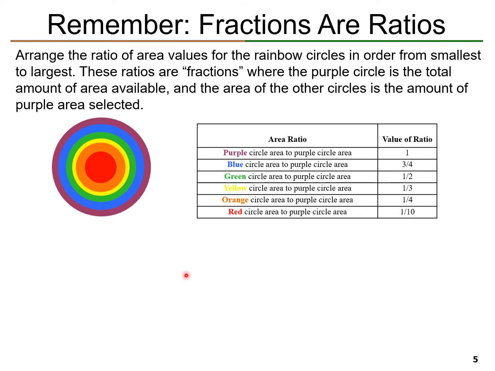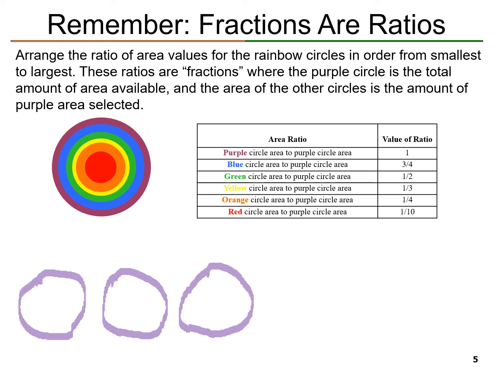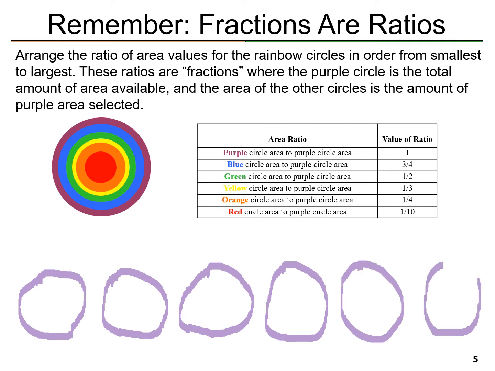Okay, so let me draw a picture where I show the same amount of area, but I'm going to draw it in a different way. Let me go ahead and draw my 6 circles. Okay, I want that to be in purple. One, two, three, 4, 5, 6. So I drew these in purple because the purple circle represents the largest area. That's the area that is representing the total amount of area.